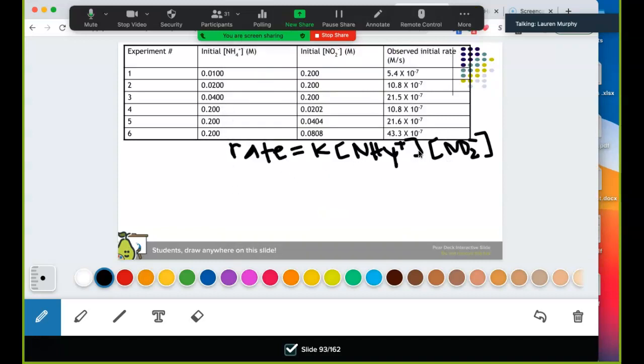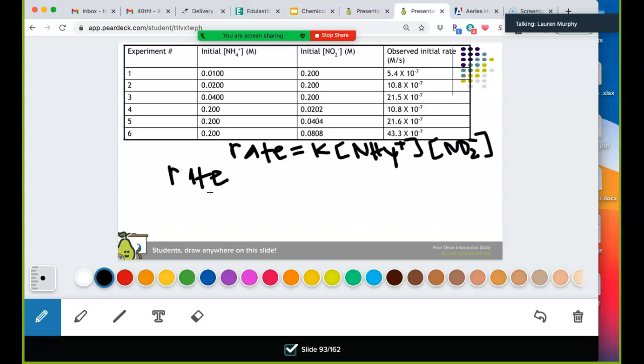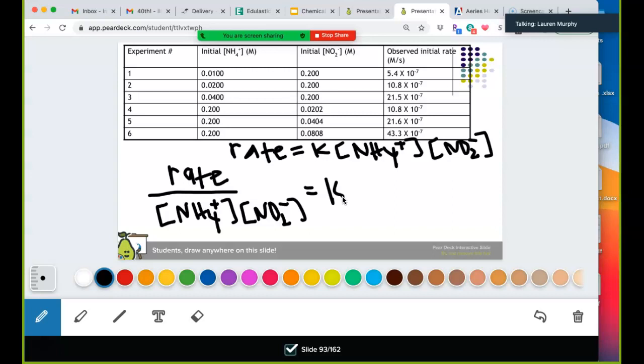I'm just kidding. All right, so I'm going to rearrange this to solve for K before I plug numbers in. I'm going to rearrange the variables first. So rate divided by NH4 plus, NO2 minus, equals K. This is just an algebraic manipulation to get these guys on the other side. And then after this, it's just plug and chug.